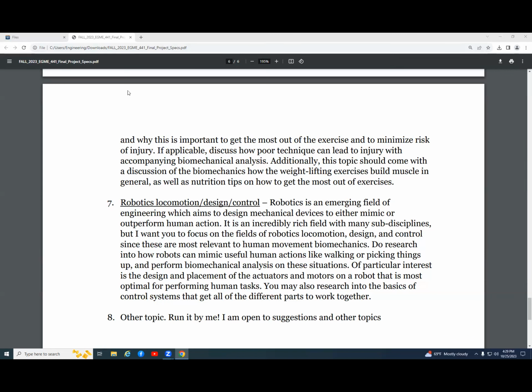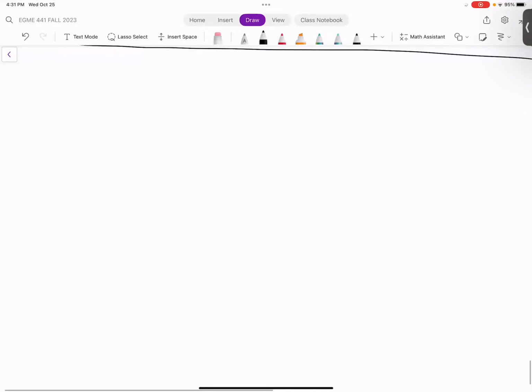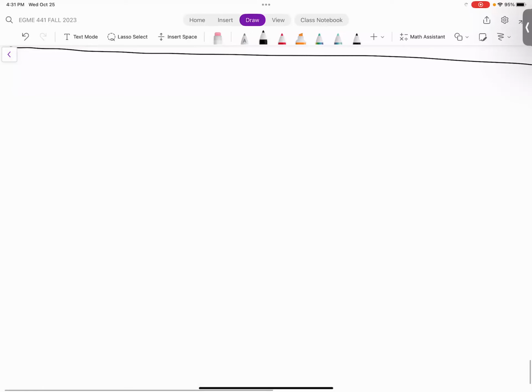Okay. All right. So let's go ahead and pick up where we left off on Monday. On Monday we were talking about human motion kinematics. Specifically, we were talking about optical motion capture. Okay, so let's start there.